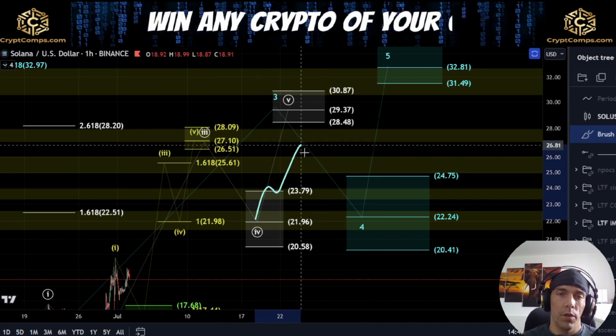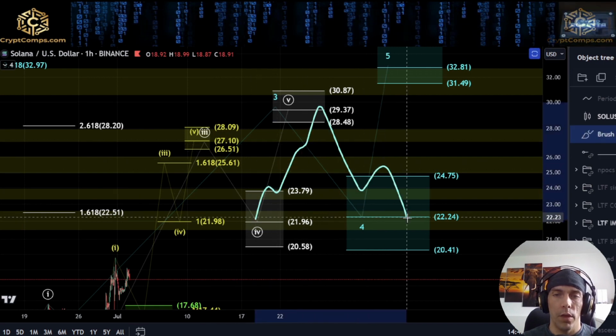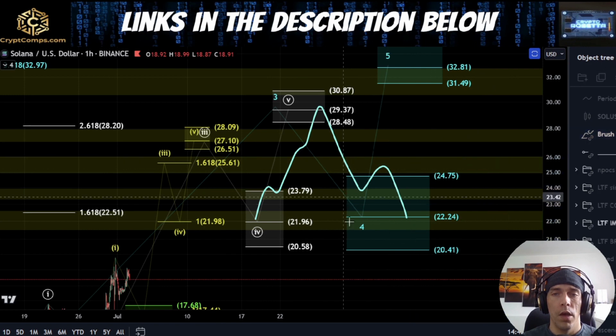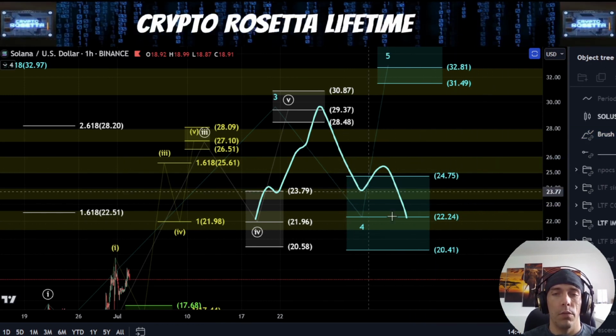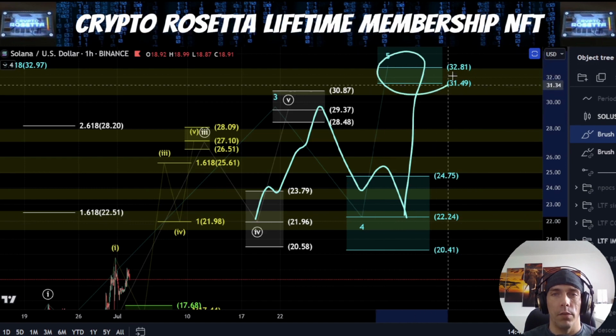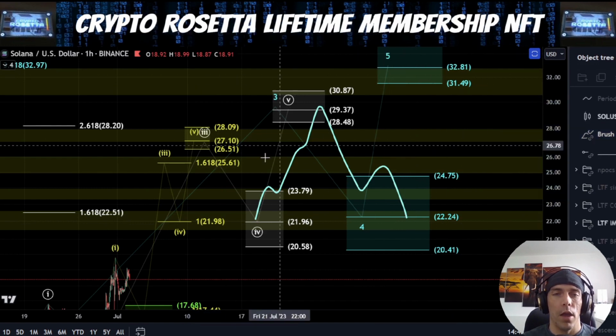Now, if we do see something along these lines, we'd then be looking for that potential of an additional 4th wave, which could bring us back into this zone of this 2475 to this 2041 before looking for that final push up here towards this 3281 level.